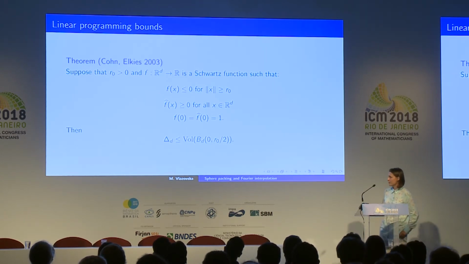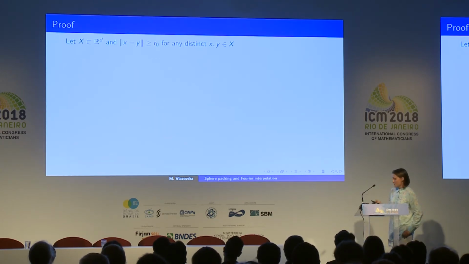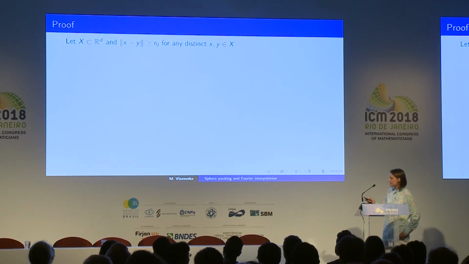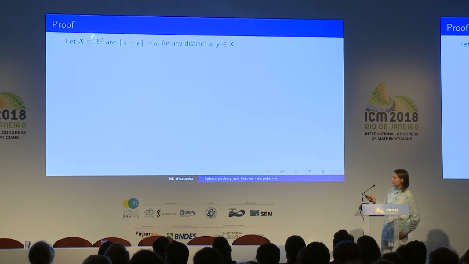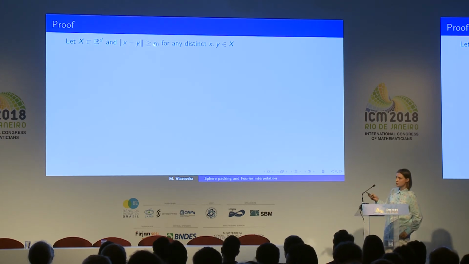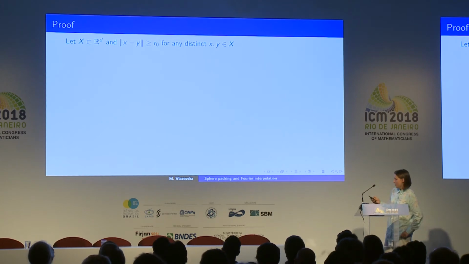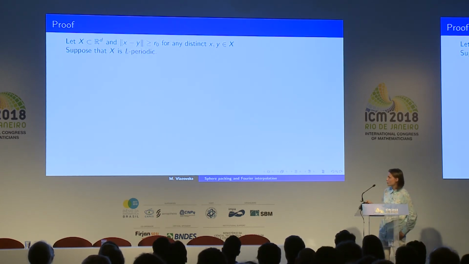And every mathematical talk is supposed to contain at least one proof, so I will show you a proof of this statement. Suppose that X is a subset of d-dimensional Euclidean space. Here we scale it: we don't require the distance to be 2, but we require it to be R0. Also, another assumption which we make is that our configuration is periodic.